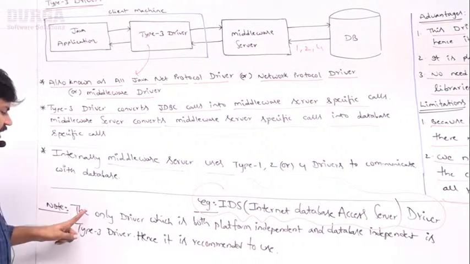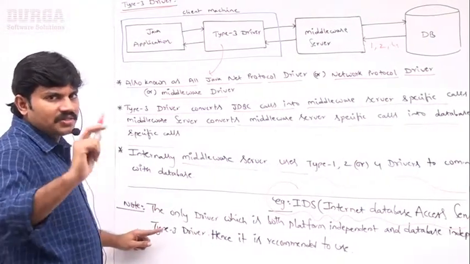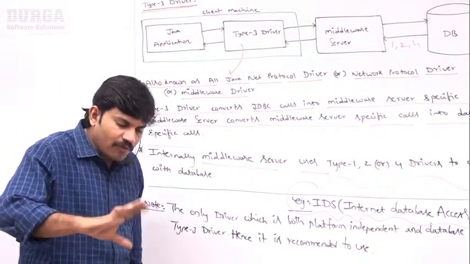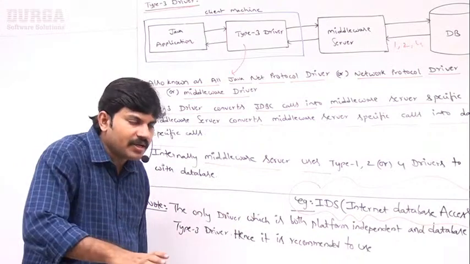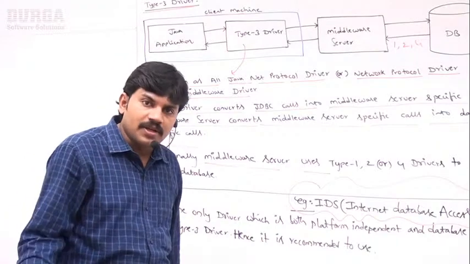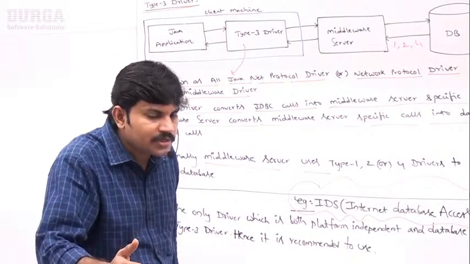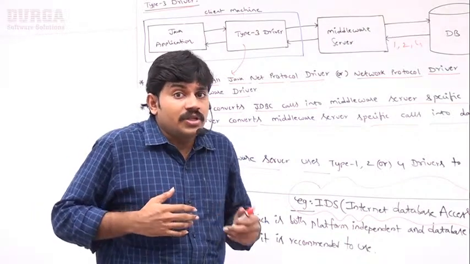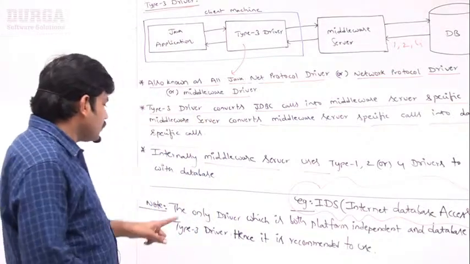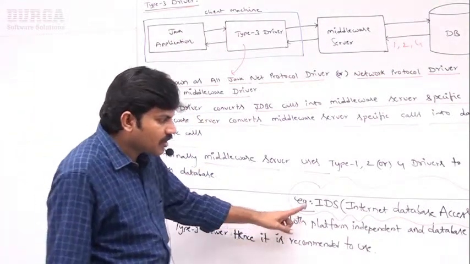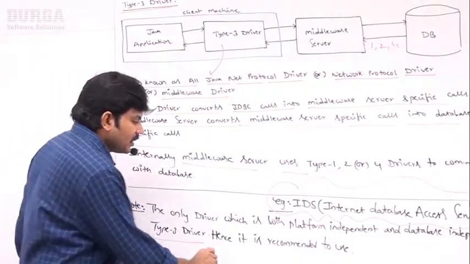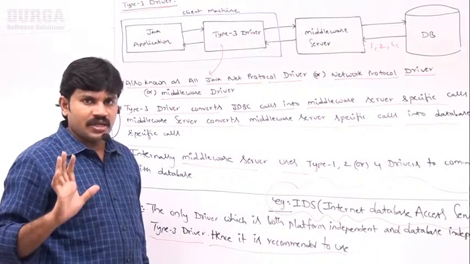Okay. Next, have you observed? There is one special point about this type 3 driver. The only driver which is both platform independent and database independent is the type 3 driver. That's why it is highly recommended to use in our enterprise applications. Tomorrow, if you change the database or change the platform, we are not required to change our driver software. That's why it is highly recommended to use the type 3 driver, right? The only driver which is both platform independent and database independent is the type 3 driver. Hence, it is recommended to use. Clear for all of you, okay?